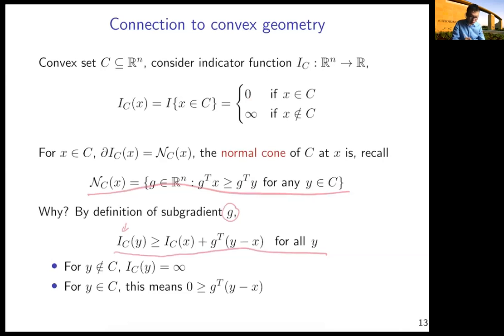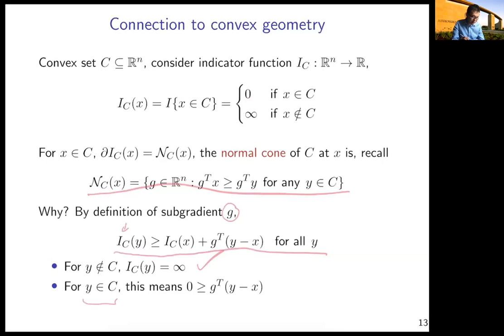Since we need this to hold for all y, let's discuss two cases: whether y is inside the convex set or y is not inside the convex set. By definition, when y is not in the convex set, then the indicator gives us positive infinity on the left-hand side of the inequality. So no matter what the right-hand side is, this inequality is always true. So that checks one leg of the discussion. For the other leg, we have y inside this convex set C.